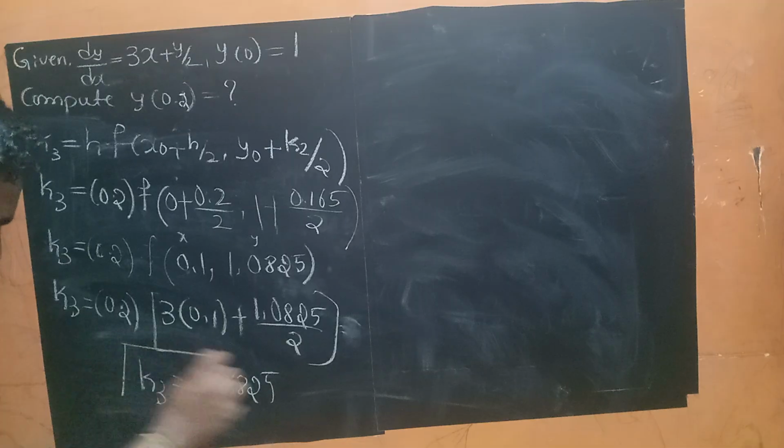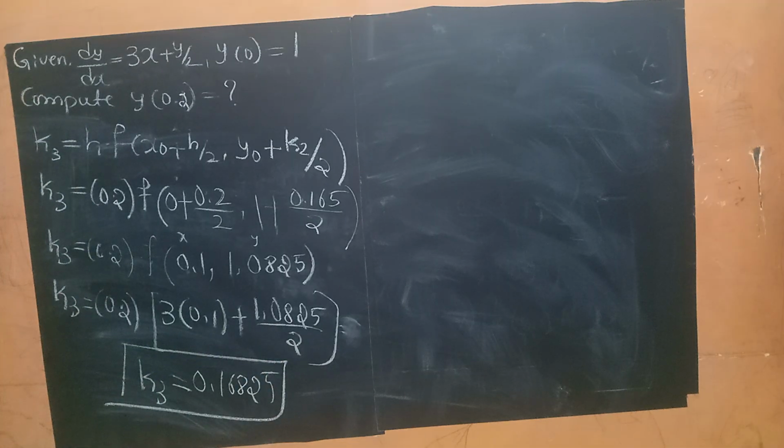See, since it is a numerical technique, having 4 decimal values is very important, or it's better to take at least 4 decimal places because it is a numerical technique, approximate answers we are doing. You can take 3 decimals also, no problem, but usually we will prefer at least 4 decimals. More than 4 also you can take. Okay. So K3 is 0.16825.